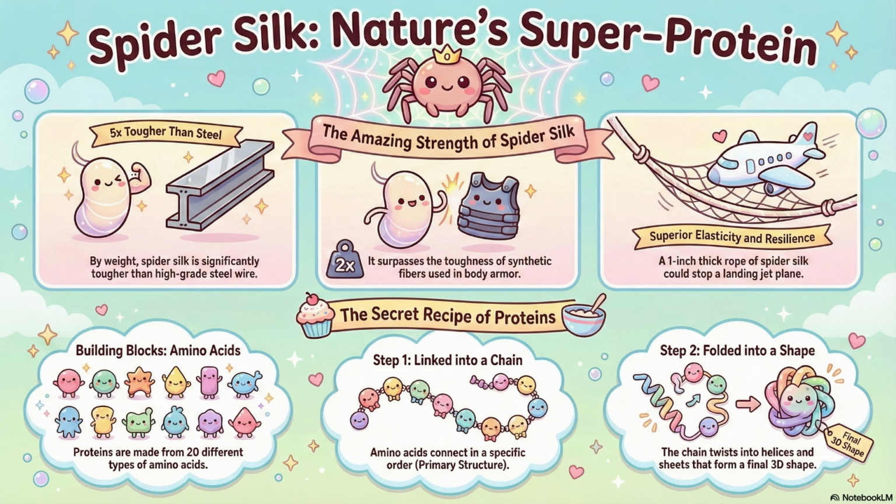Before any test, you need to run your controls. And this is the non-negotiable part of any lab work, right? The controls. Absolutely. They're your insurance policy. So you have two. First, the positive control. Right. This is a sample where you know the molecule you're looking for is present. So if you're testing for sugar, you use a known sugar solution.